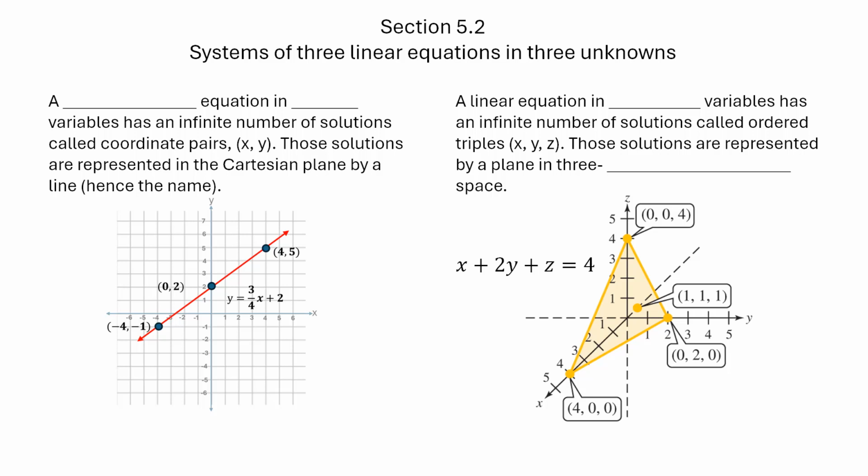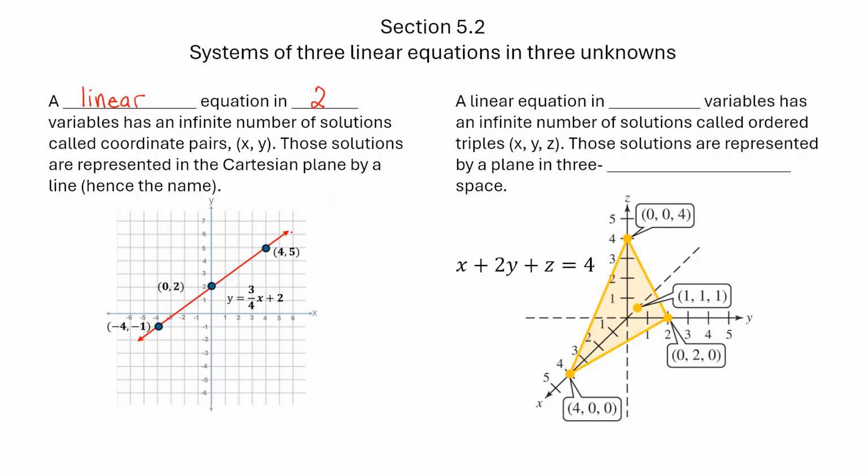Okay, this is section 5.2, and we are going to talk about more systems of linear equations, but now we're going to talk about systems of linear equations with three equations and three unknowns. So we talked about a linear equation in two variables has an infinite number of solutions called coordinate pairs, x, y. Those solutions are represented in the Cartesian plane by a line. Hence, we call them linear equations.